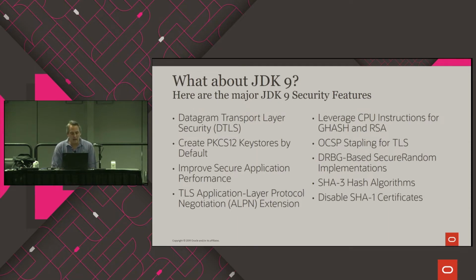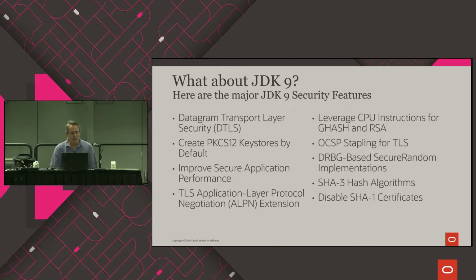In JDK 9, just to talk about it for a little bit, there were a bunch of major features that went in. We have DTLS, the datagram transport layer. We changed our key store default from JCEKS or JKS to PKCS 12. Anyone still using JKS, please consider moving on to PKCS 12 as your default. And that is configurable using a security property in the java.security file.